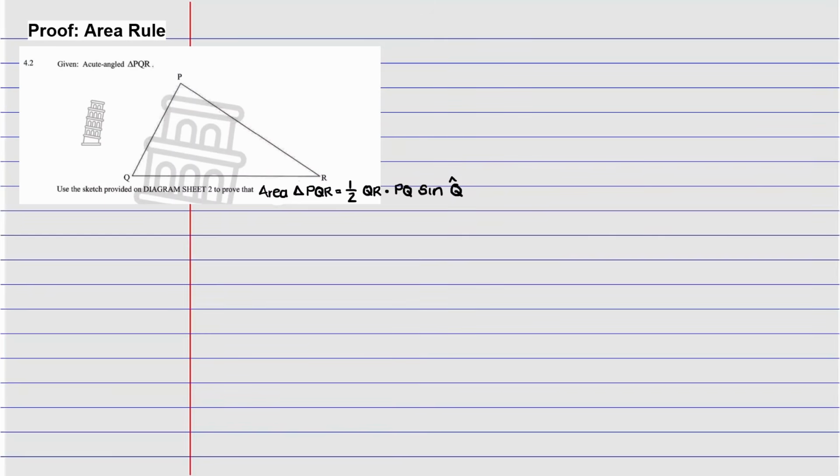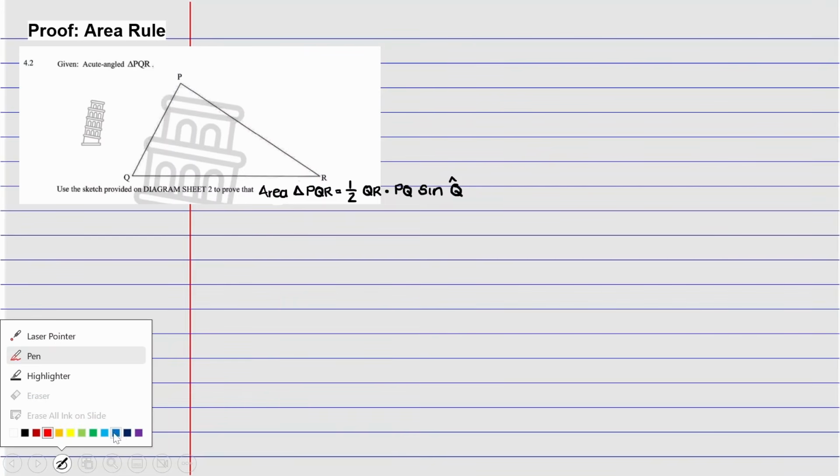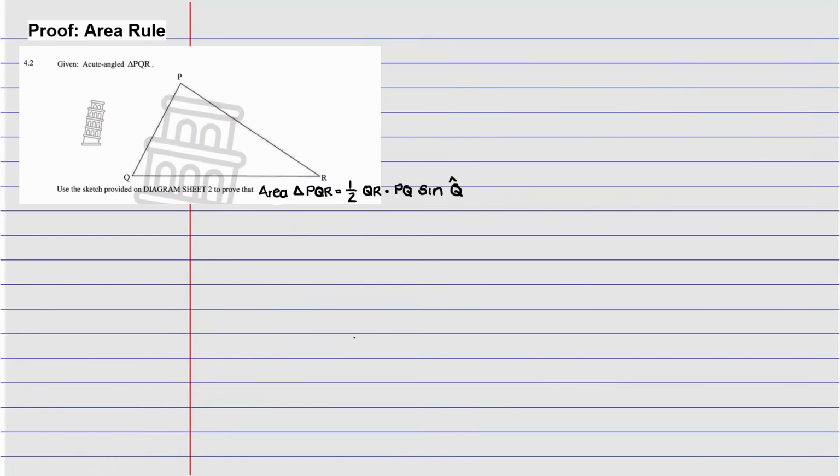So the area rule, when do we use it? We use it when we are given a triangle and that triangle is not a right angle triangle. Since we know it's easy to find the area of a right angle triangle, this rule that we're about to prove right now is another way to find the area if you are given a triangle that's not a right angle triangle. So with that said, we need to prove this, then we're going to do questions after that. So let me just change my pen into being blue.